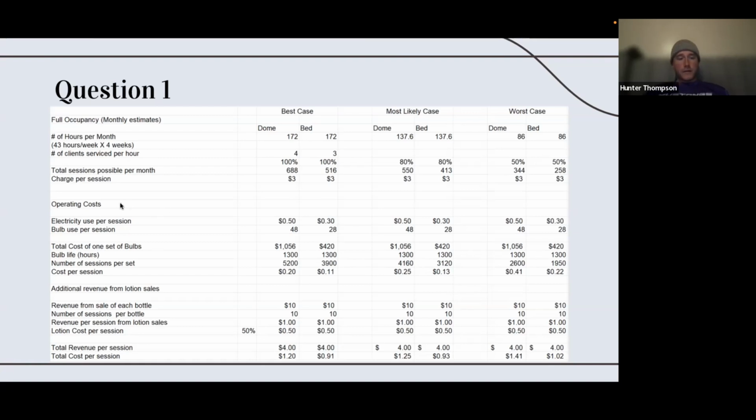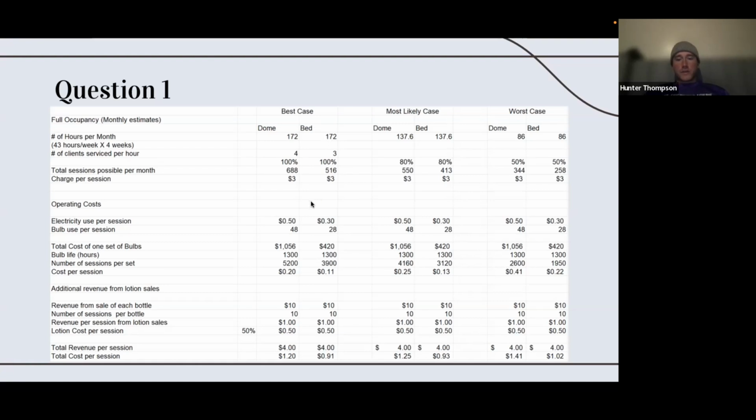So we're down to the operating costs, and we have our use for electricity and the bulbs, which is going to be fixed. It's the same bulbs for each session. So we have those numbers there. And then you have the cost for each bulb, the hours in the bulbs, as well as how many sessions per set from each bulb. That's where we see a difference, the number of sessions per set. So best case, you have about 5,200 for the dome, most likely about 4,200. And then the worst case, you have 2,600.